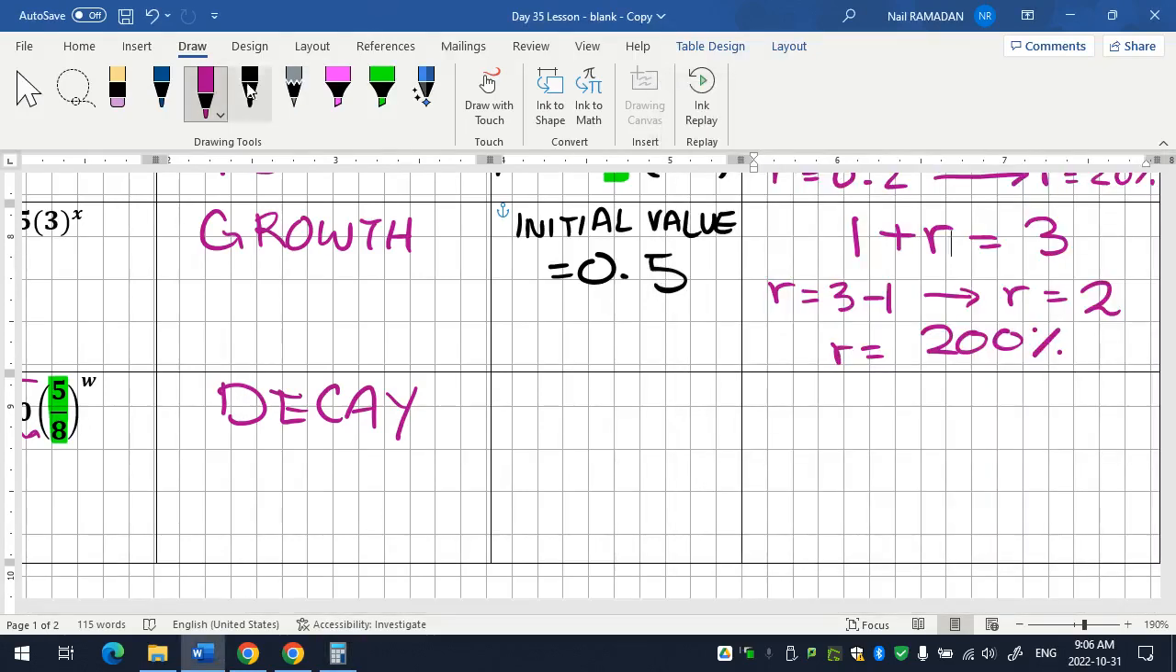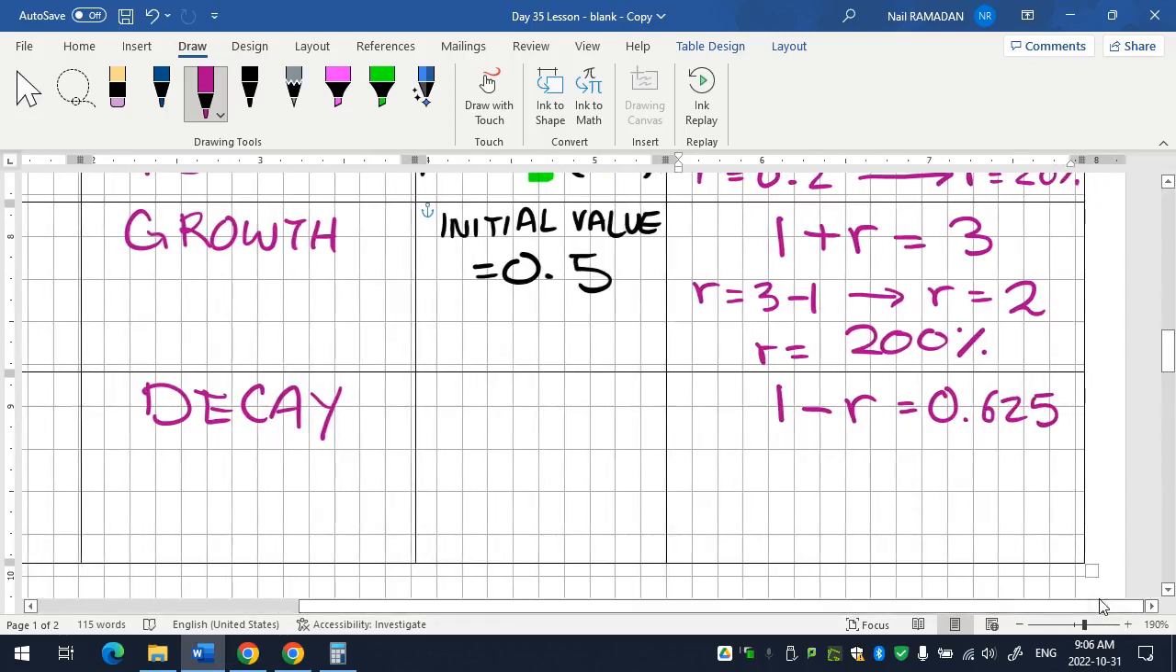All right. Is it 1 minus or 1 plus, though? Is it growth or decay? This is decay. What do you do when you have decay? Not plus, you do minus. So 1 minus r equals 0.625. How many things do you move? 2 things. You move this guy here, and you move this number here, becoming a minus.